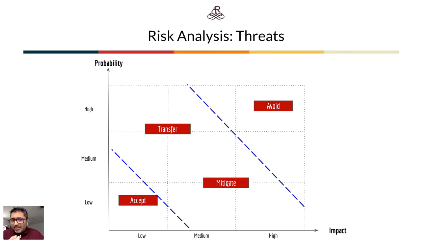So we have the band right in the middle, where you have either low to medium or medium to high impact and probability. And in that case, we have two possible solutions. One is to mitigate the threat by reducing the probability of occurrence. And the other one is to transfer the threat. And that's typically the example that we give for insurance. We'll talk a bit more about that in just a second.